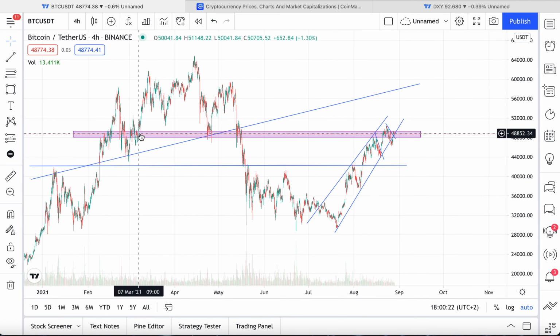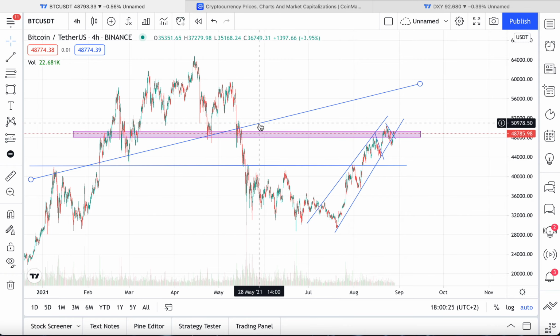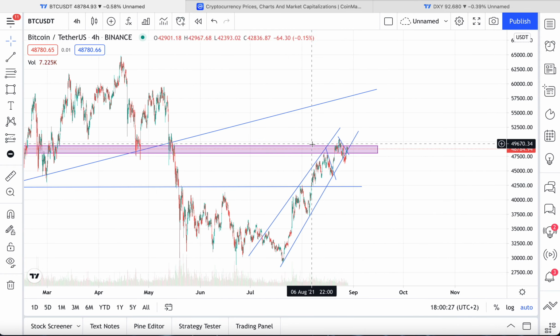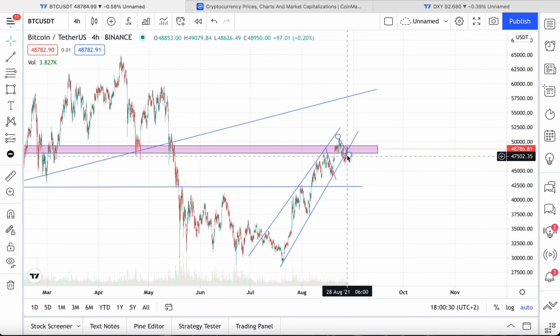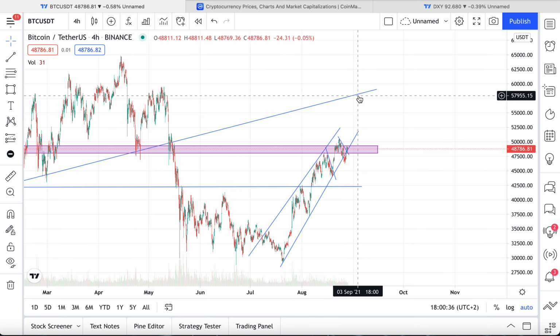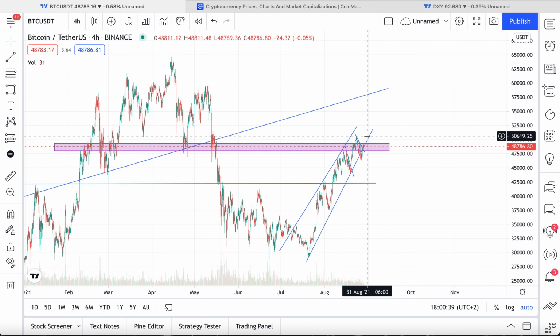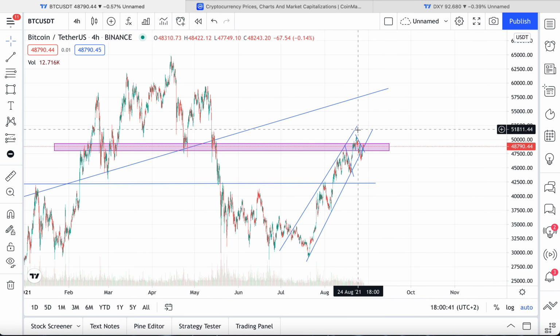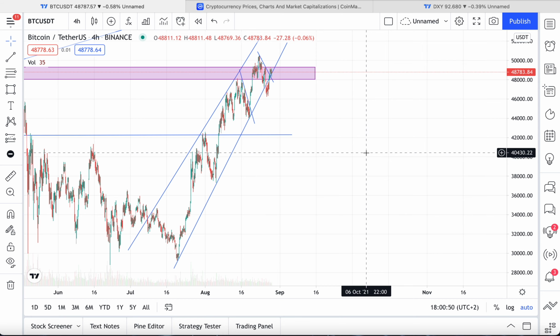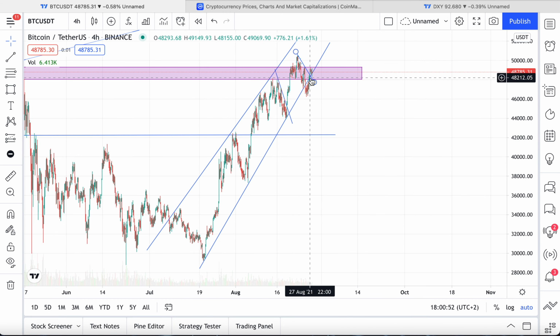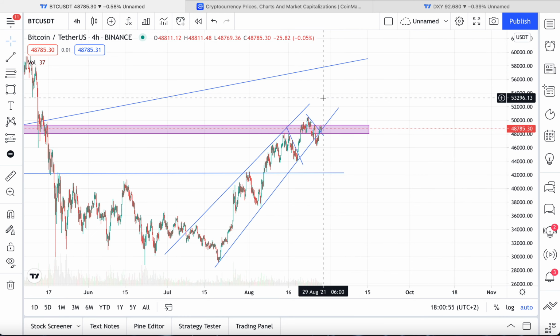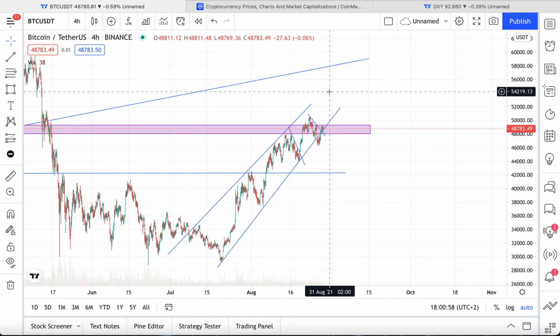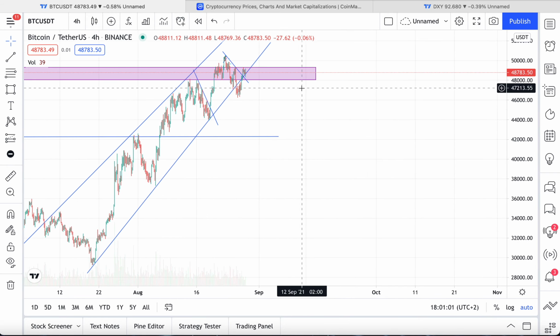As we see, we had five times that we got support in this area, but now it looks like it's acting as a resistance. Of course, if we break through it, then we could have some nice upward movement. Honestly, my target up there is around 51 to 52,000 if we manage to break upside. If not, if we break out of this channel with all these scenarios that I've showed you in the RSI, then we might have some downside movement.